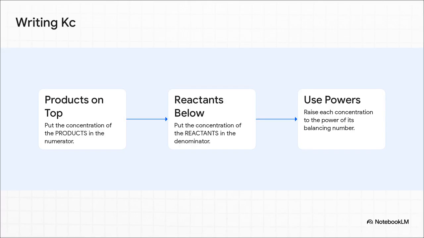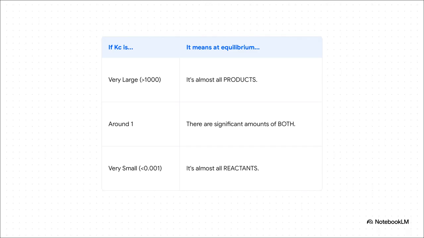And figuring out this Kc value, it's actually way easier than it looks. It's just a simple ratio. You take the concentration of your products, put them on top. Then you take the concentration of your reactants, put them on the bottom. And those little balancing numbers in the chemical equation, they just become powers. That's it. It's a simple formula that tells you who's winning at the end of the day, the products or the reactants. And the number you get tells you the whole story.